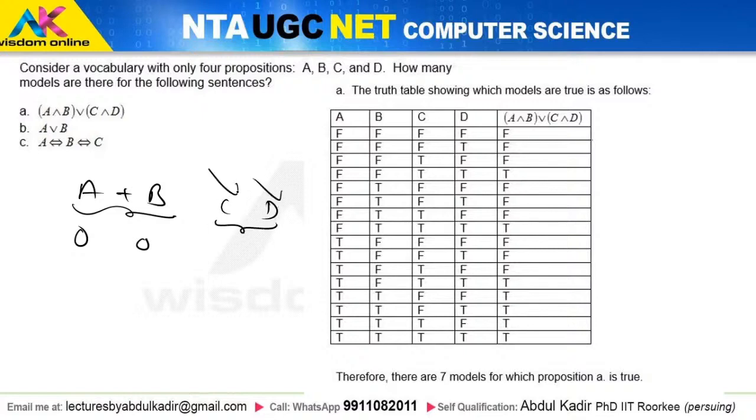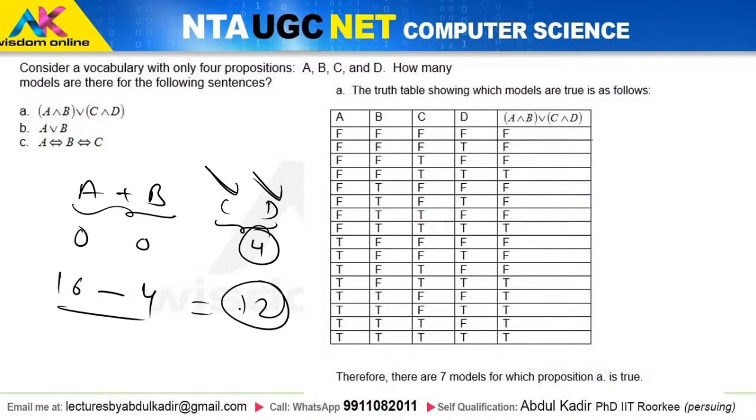How many possibilities? C has 2 possibilities, D has 2 possibilities. Total 4 possibilities are there. These 4 possibilities you need to subtract. Out of 16 you subtract these 4, and the answer will be 12. Because why is this true?